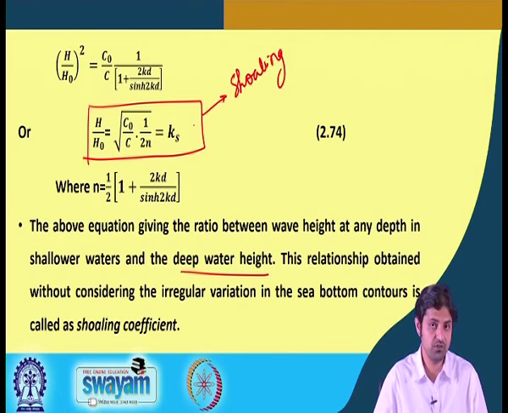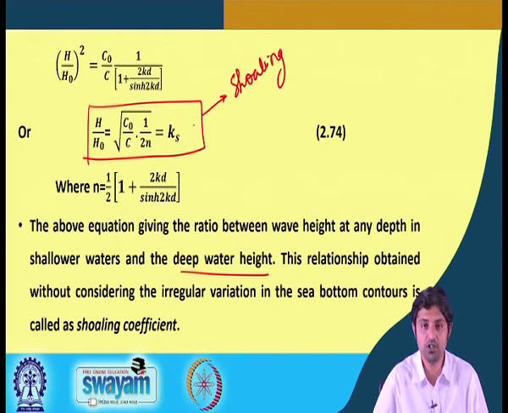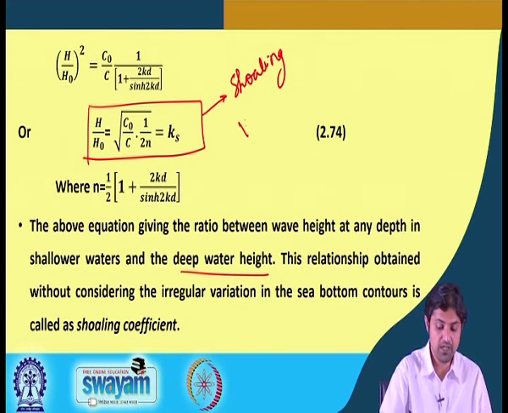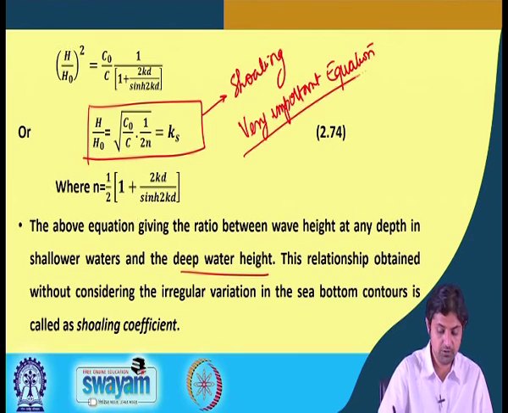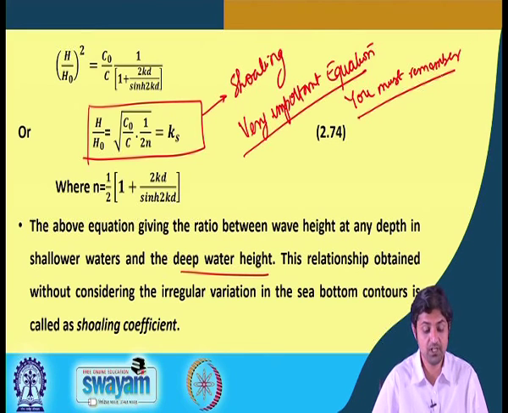So, until now you saw that we had been able to obtain relationships between deep water velocities and only kinematics, but this is the only equation that we have studied, that if we know the wave height in deep water, we will also be able to calculate wave height at any depth. So, a very important equation which you must remember. The shoaling coefficient is under root of C naught by C into 1 by 2n, where C naught is the speed in the deep water, which is 1.56 times T.